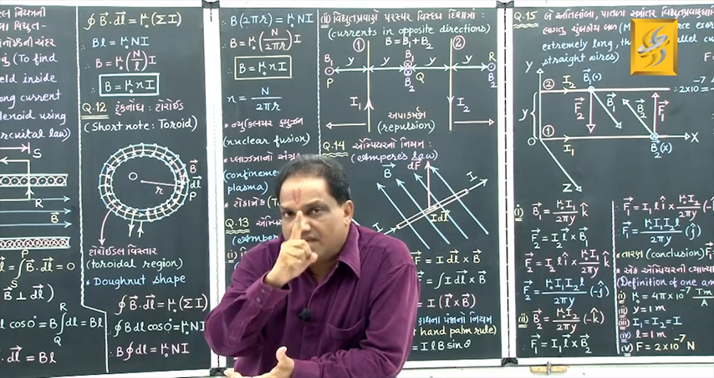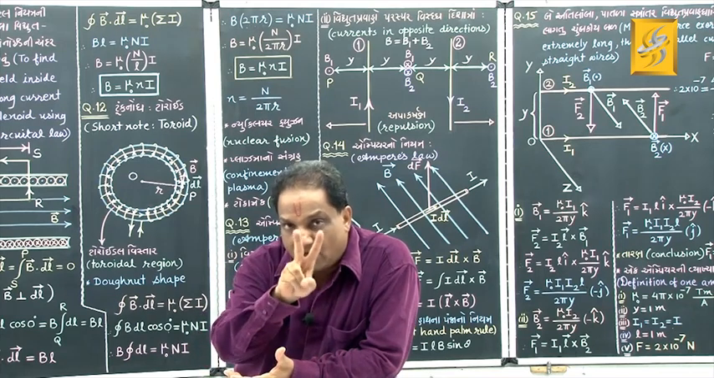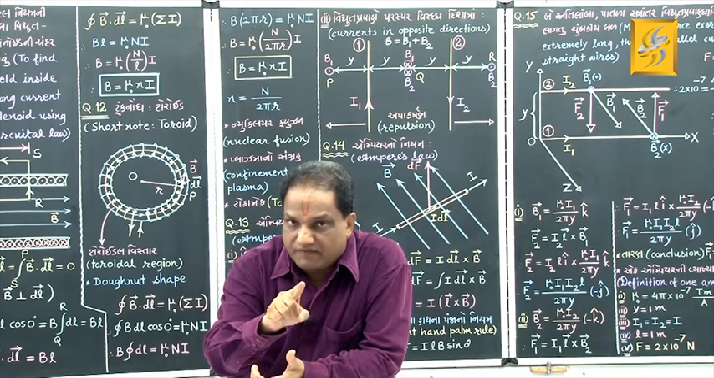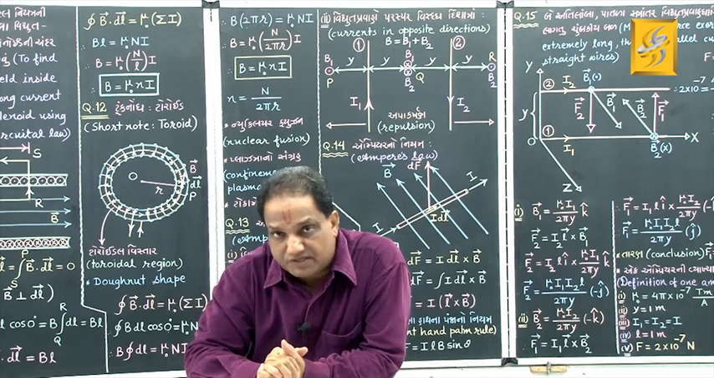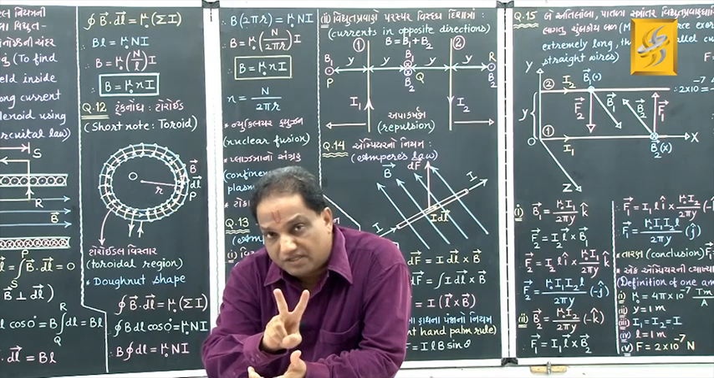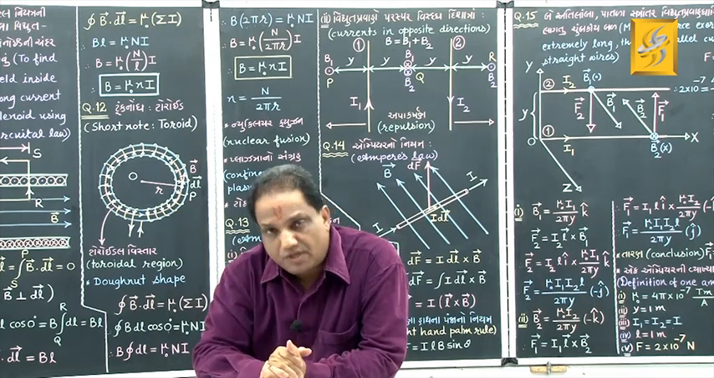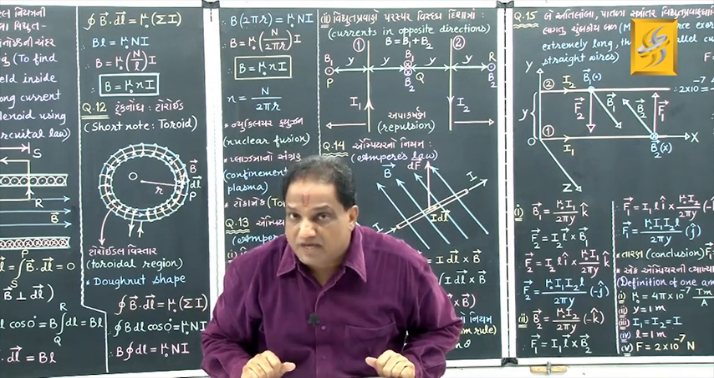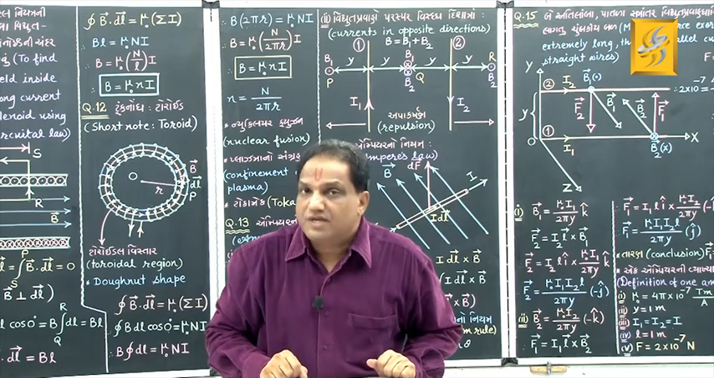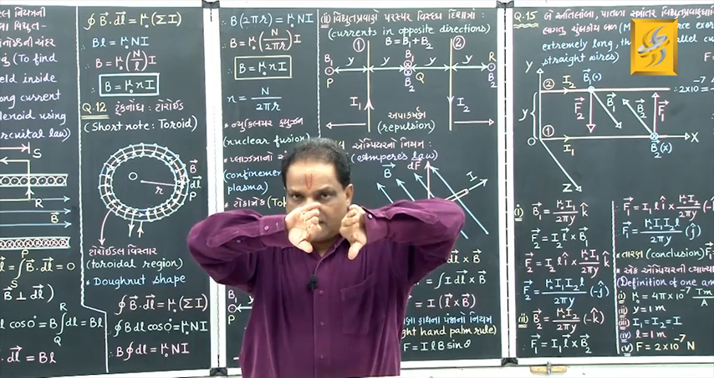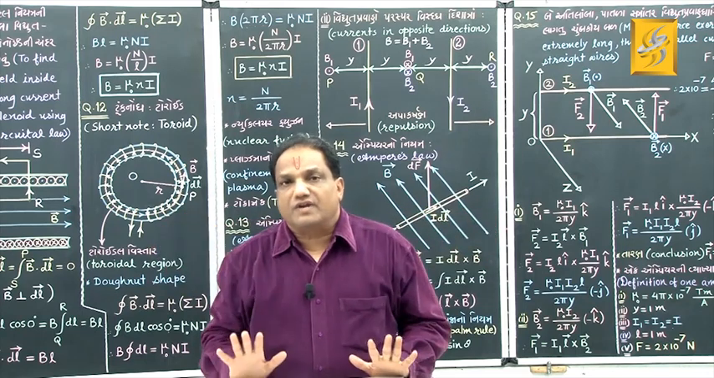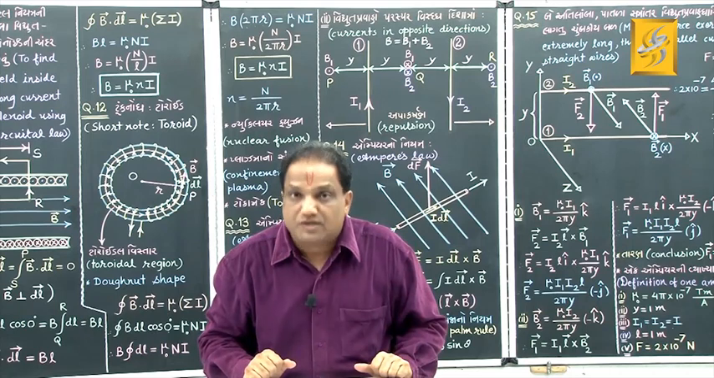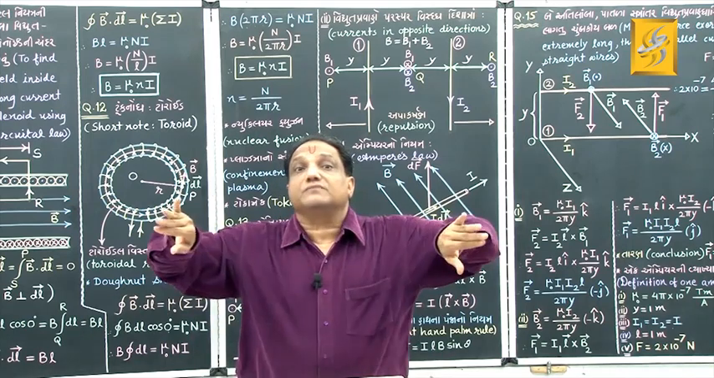What was that? He had taken two extremely long, thin, parallel, straight conducting wires, and then through such a pair of wires, when he passed current in the same direction, he observed that there is attraction between the two wires, and then when he passed current in opposite directions, he noticed that the two wires started repelling each other. So, when currents are passed in the same direction, there is attraction. When currents are passed in opposite directions, there is repulsion.